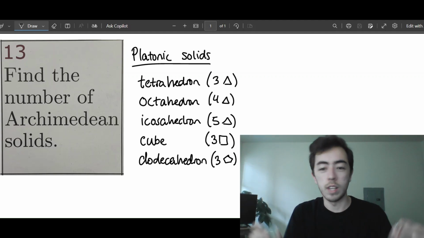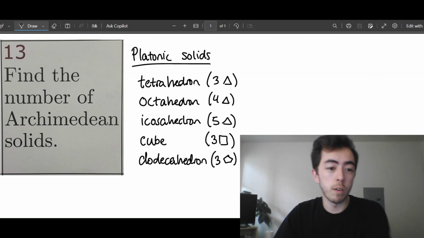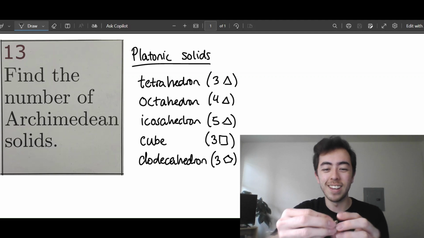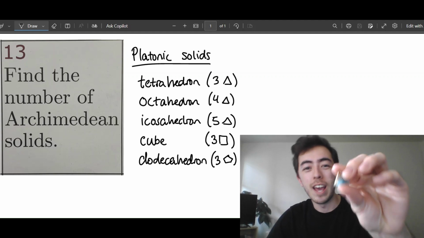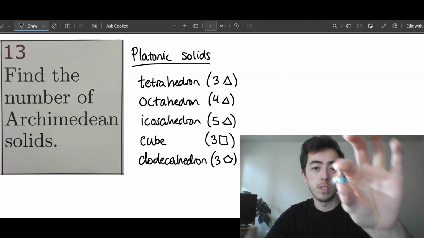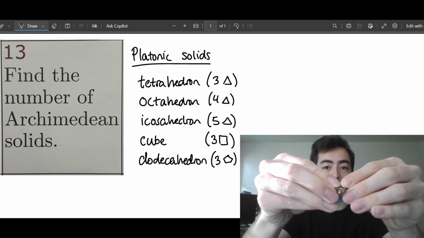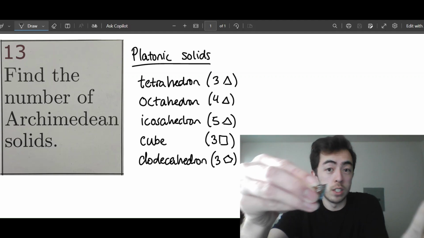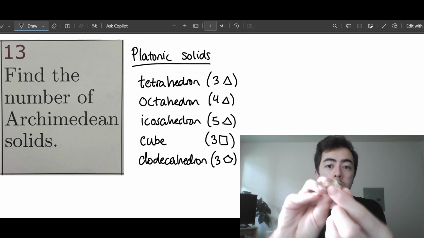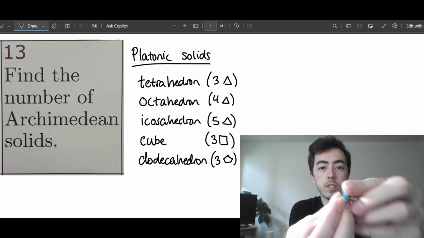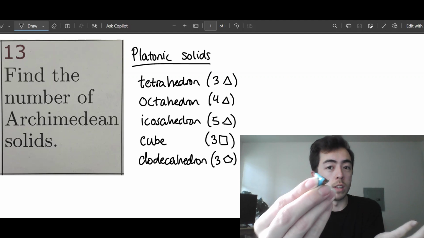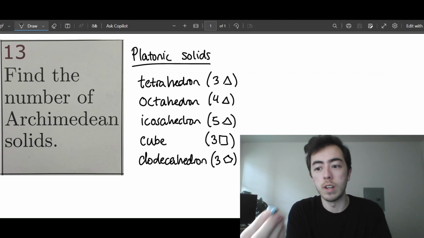So this idea of truncation is actually going to help us generate our first Archimedean solid today. Let's take the tetrahedron and truncate all the corners. So cut off all the corners. You'll notice that if the corner is gone and we cut it off, we're going to just get triangles. And so each of the vertices here is going to turn into a regular triangle, or an equilateral triangle.